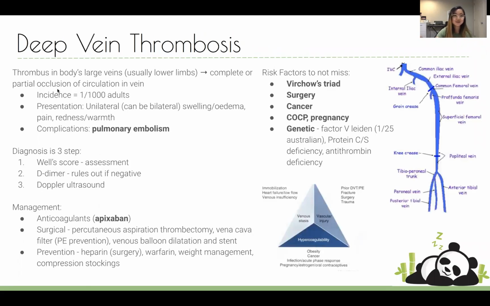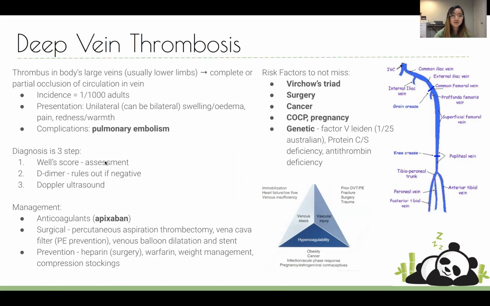So deep vein thrombosis, that's when you get a big thrombus or a big clot in the body's large veins, usually your lower limbs, which can cause complete or partial occlusion. How it presents is unilateral, but it can be bilateral if you have it in both legs, unlikely, blockage. So that causes swelling, edema, pain, redness, and warmth. The main complication is pulmonary embolism, and that's when the clot dislodges, goes all the way up through your IVC, into your heart, and then into your lungs, and then it blocks your pulmonary arteries.